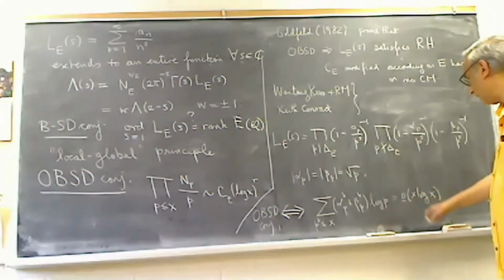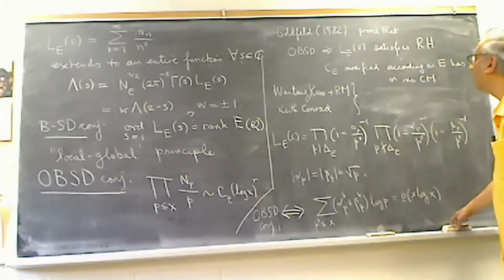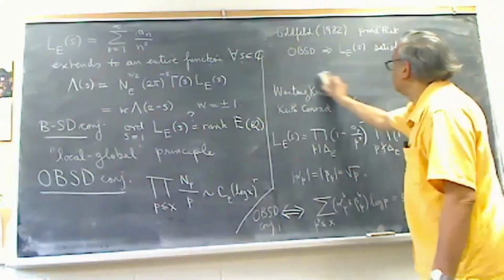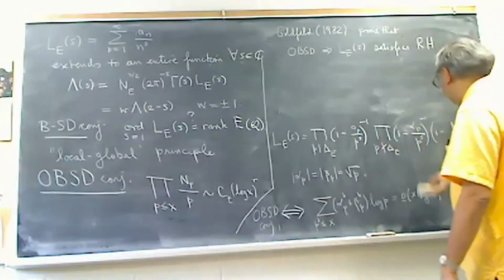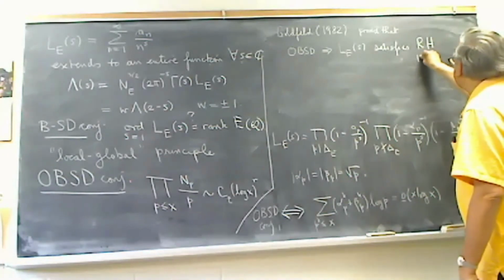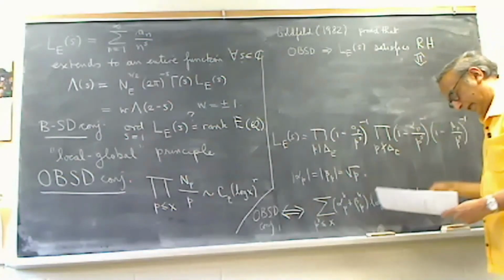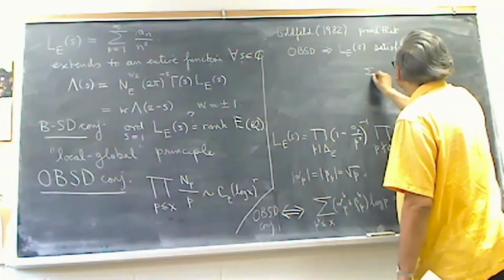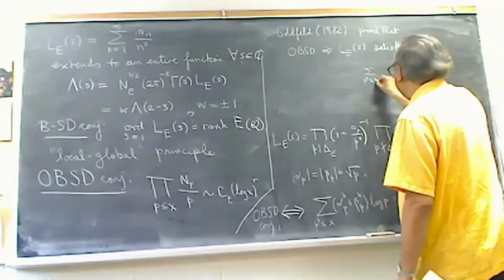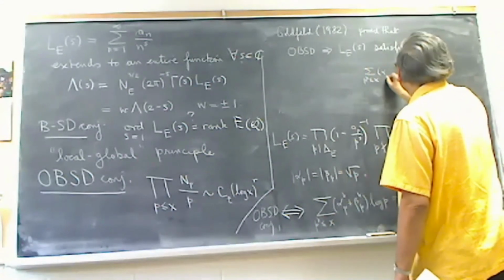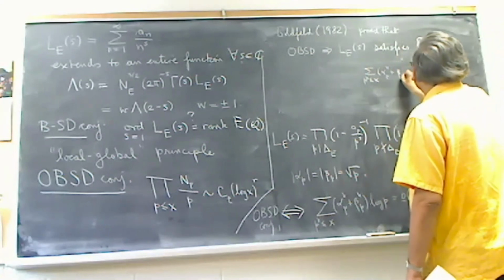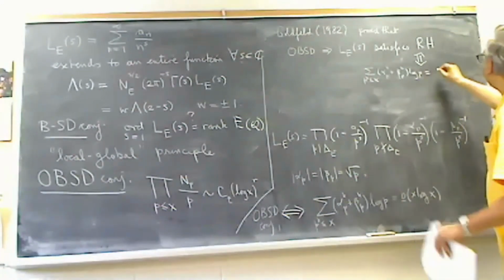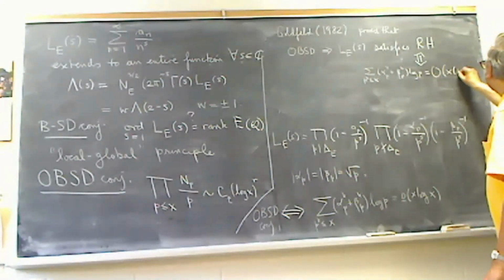But then in the classical case, just to make a comparison, let me put here the comparison that the Riemann hypothesis for L_E of S is equivalent to the statement that the same sum, P to the K less than X, alpha P to the K plus beta P to the K log P, is big O of X log X squared.